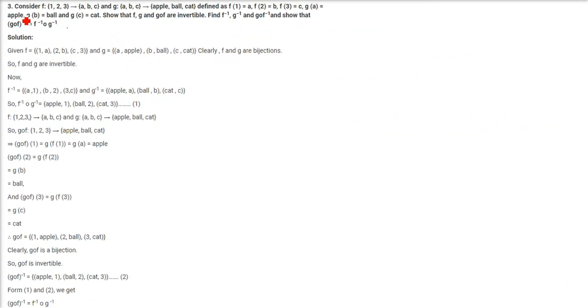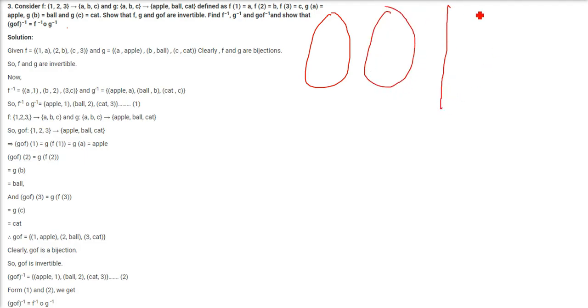Question number 3. Consider f and g. f is from 1, 2, 3 to A, B, C. g is from A, B, C to apple, ball and cat. And what is defined is also given. So first I am making the f, then I'll make the g. So we have 1, 2, 3 here, and this is mapping to A, B, C.